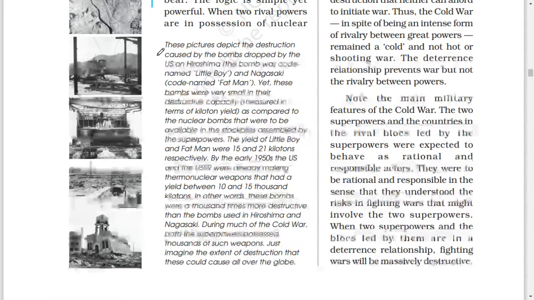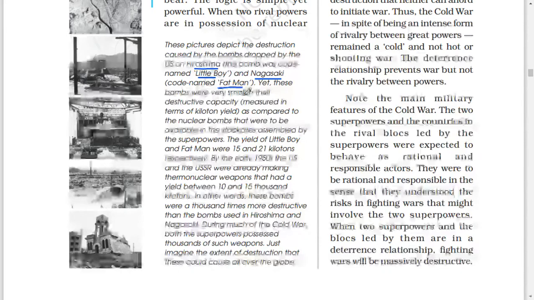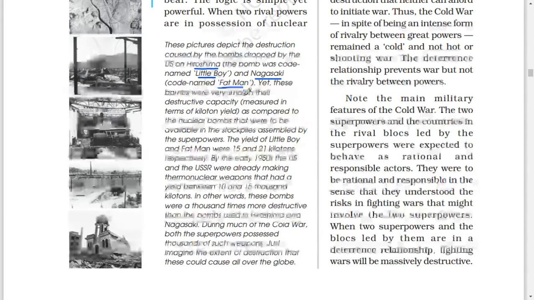This picture depicts the destruction caused by the bombs dropped by the US on Hiroshima. The bomb was codenamed Little Boy, and the one on Nagasaki, Fat Man. Yet these bombs were very small in their destructive capacity, measured in terms of kiloton yield, as compared to the nuclear bombs that were to be available in the stockpiles assembled by the superpowers. The yields of Little Boy and Fat Man were 15 and 21 kilotons respectively.